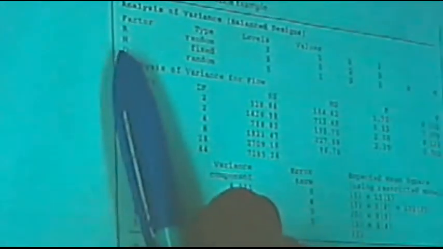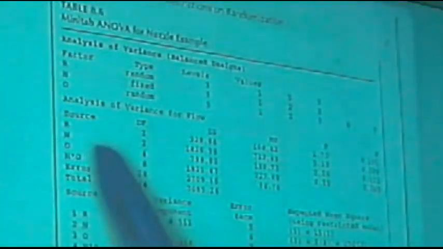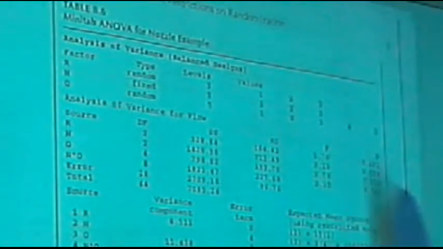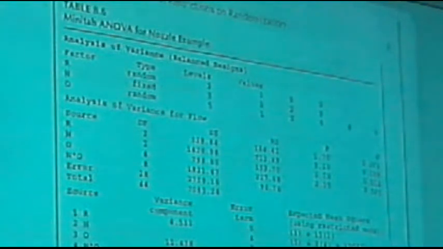Then here's the Minitab output running this data. It gives us R is random, N is fixed, O is random, which we had to enter into the program. Here's the ANOVA table, and here's the layout for the expected mean squares over here, and we can see what the proper ratios are.